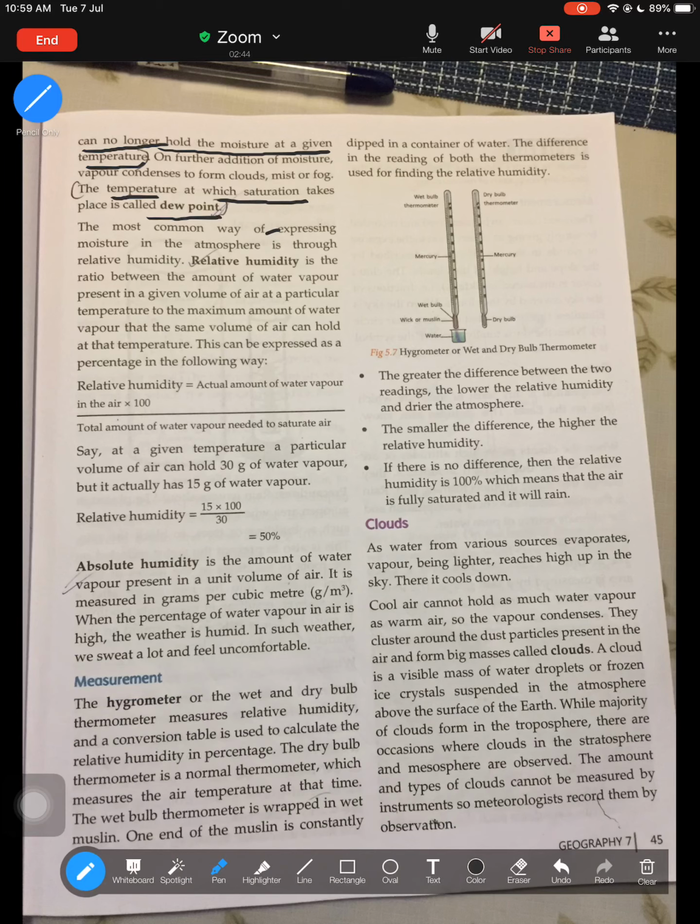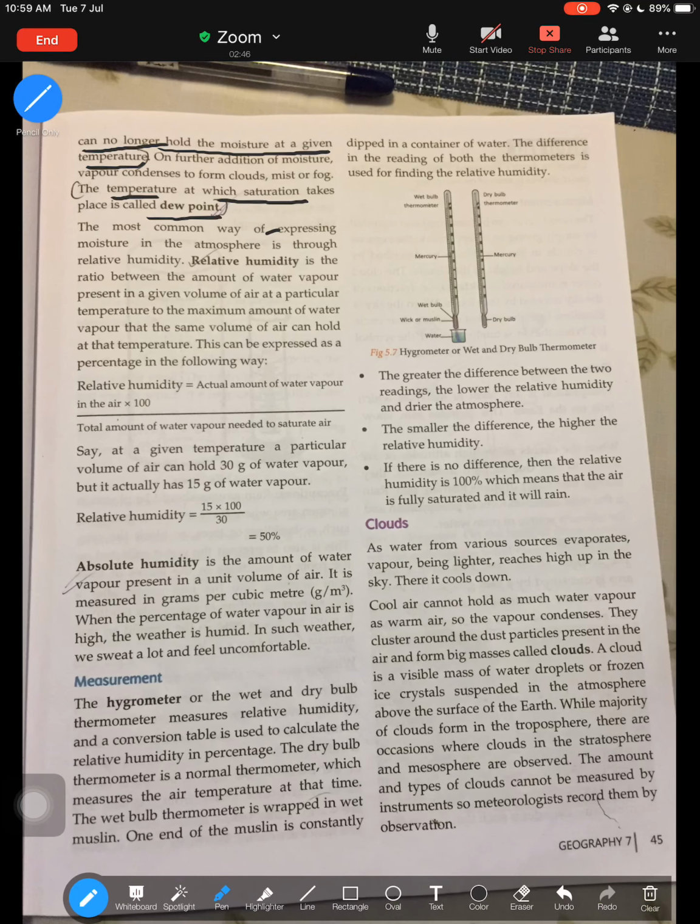Alright, now how do we express humidity? So please underline, this is important. The most common way of expressing moisture in the atmosphere is through relative humidity. So relative humidity is one of the common ways of expressing moisture or water vapor in the air. Very often you see this in the newspaper, in the weather forecast section, where maximum temperature and minimum temperature are given, isn't it? At the same place you would see something like RH or relative humidity mentioned. So that is why relative humidity is a common way to express humidity in the air.